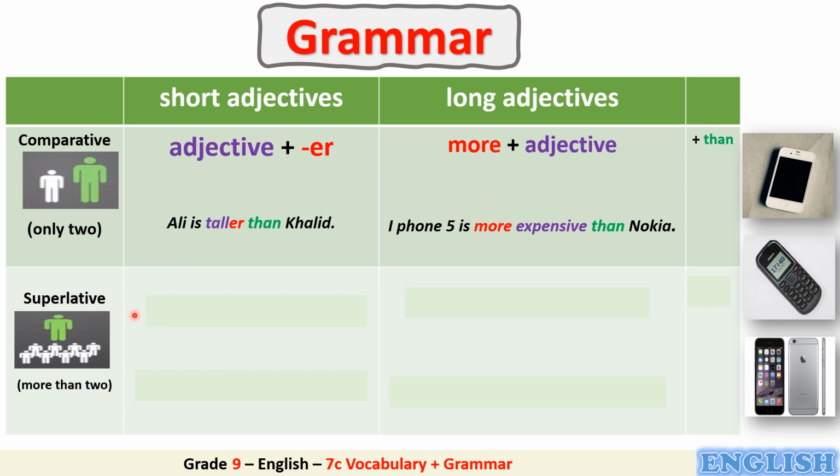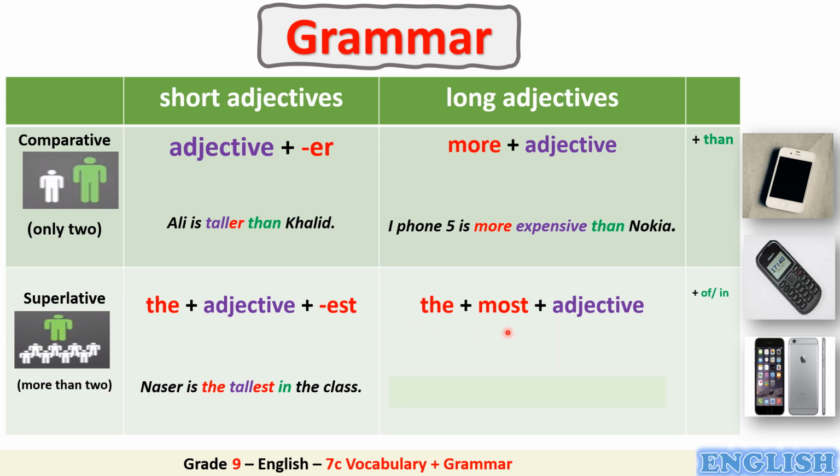In superlative, we use the plus adjective plus est, and the plus of or in, of all or in the world or in the class. For example, Nasser is the tallest in the class. With the long adjectives, we use the plus most plus the adjective plus of or in. For example, iPhone 6 is the most expensive of all.